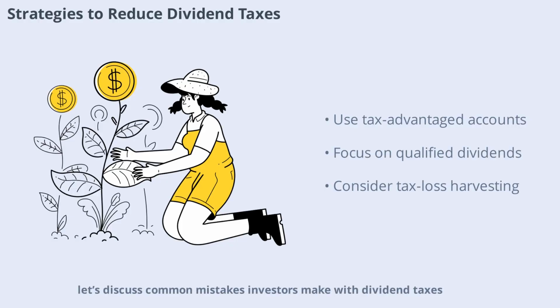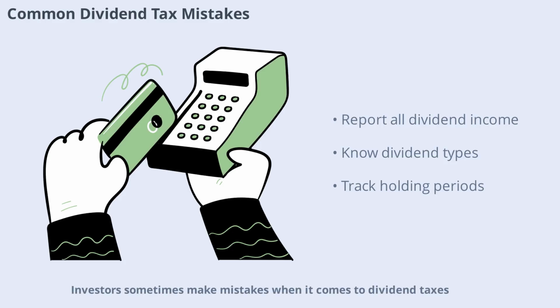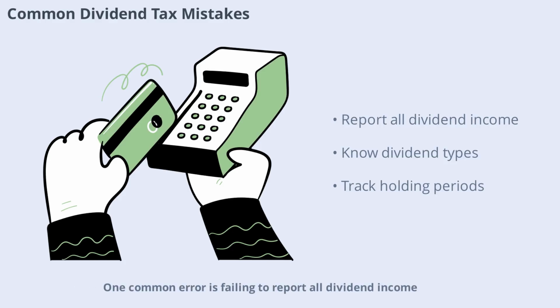Next, let's discuss common mistakes investors make with dividend taxes. Investors sometimes make mistakes when it comes to dividend taxes. One common error is failing to report all dividend income, especially if you have multiple brokerage accounts. Another mistake is misunderstanding the difference between qualified and ordinary dividends, leading to incorrect tax filings. Not keeping track of holding periods can also result in higher taxes. Being aware of these pitfalls can help you avoid costly errors.